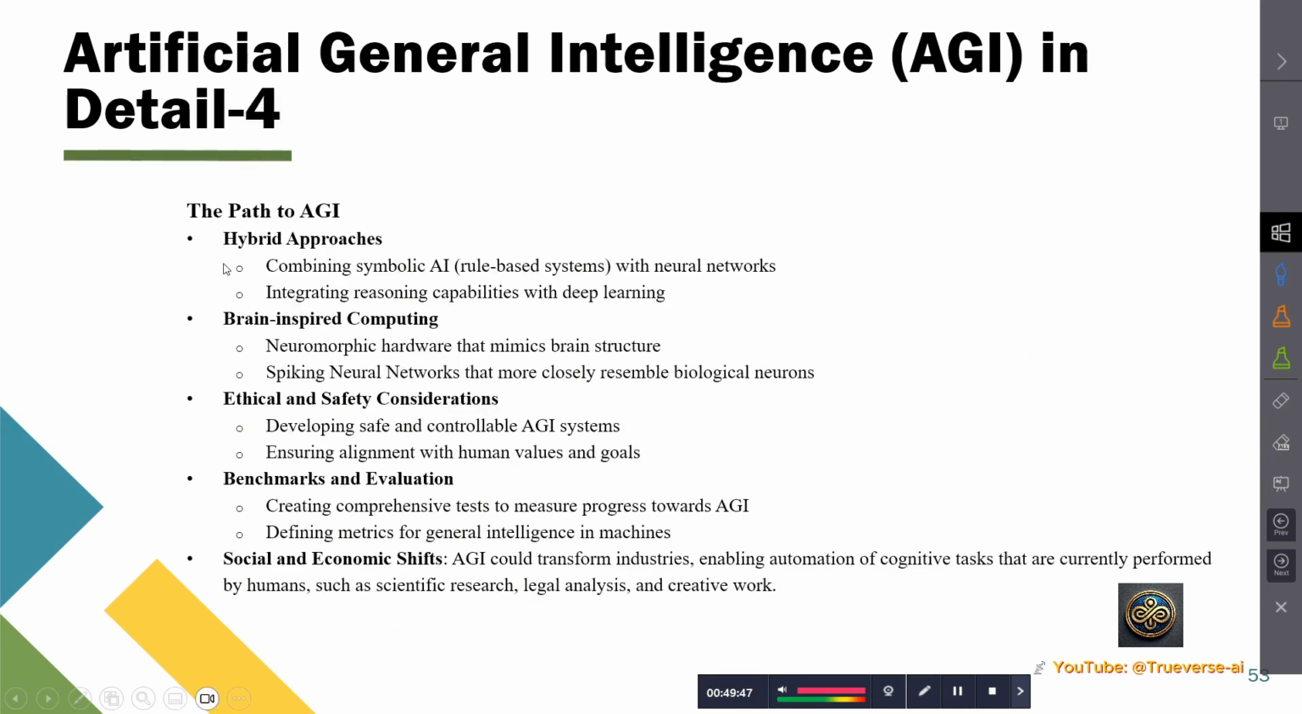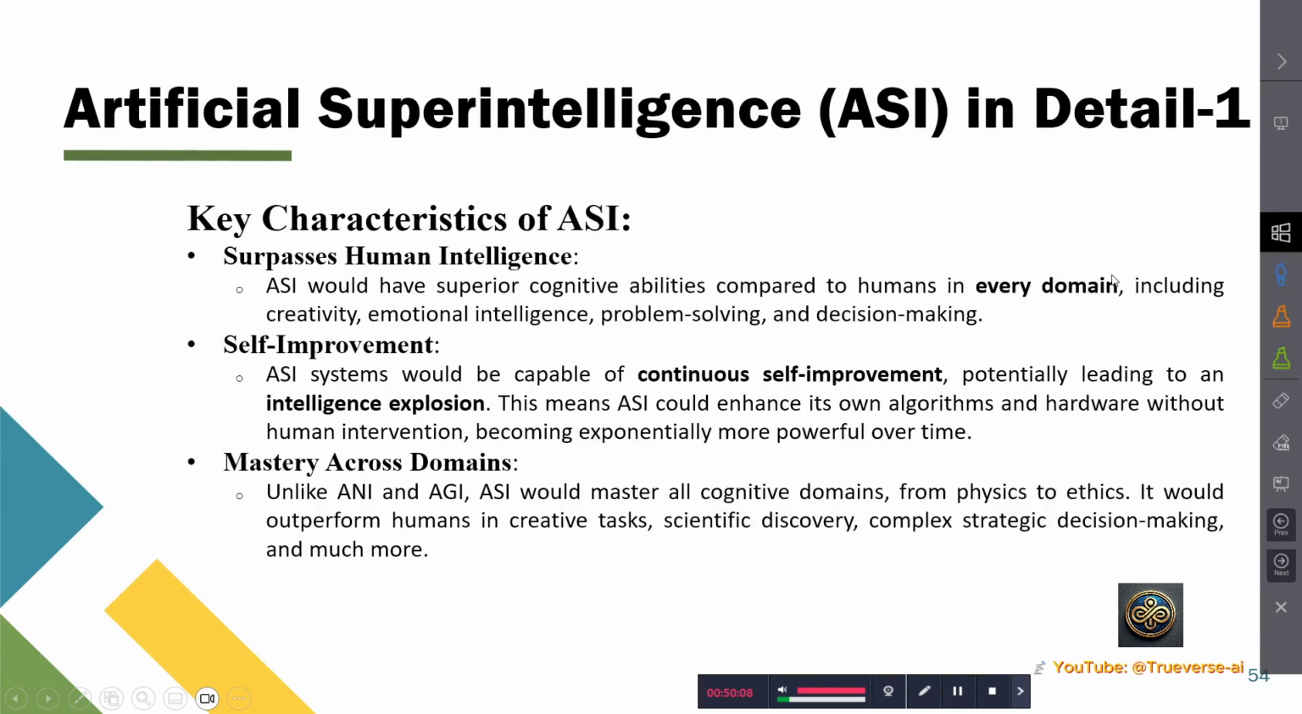So the path to AGI includes a hybrid approach, brain-inspired computing, ethical and safety considerations, benchmark evaluation, and social and economic shifts. This is what will be the path to AGI. So in ASI, as you can see here, we have surpassing human intelligence, self-improvement, and mastery across domains. We already discussed this. You can pause the video and read more, since there is not much time.